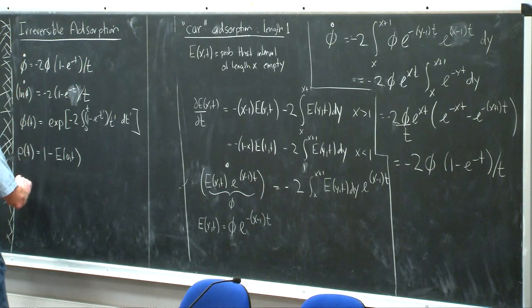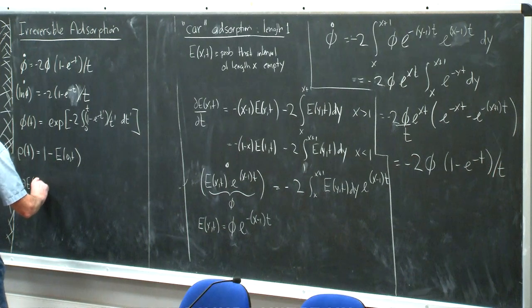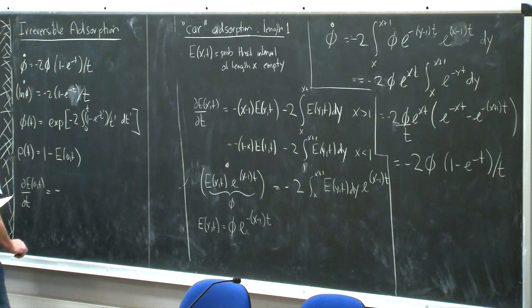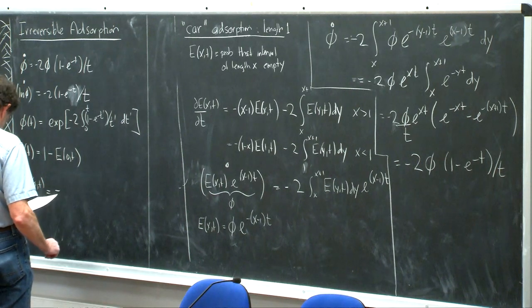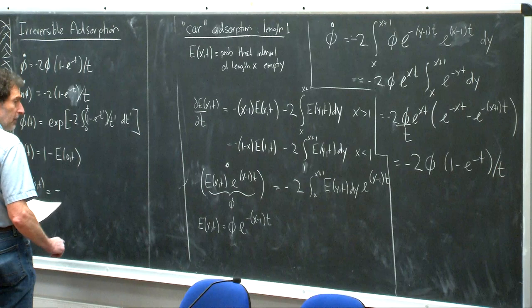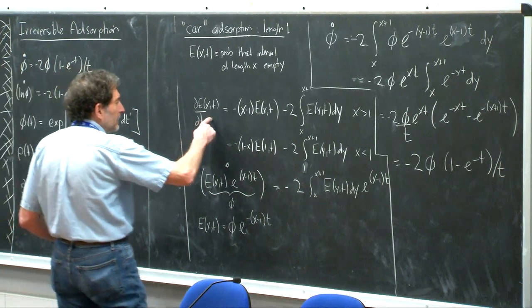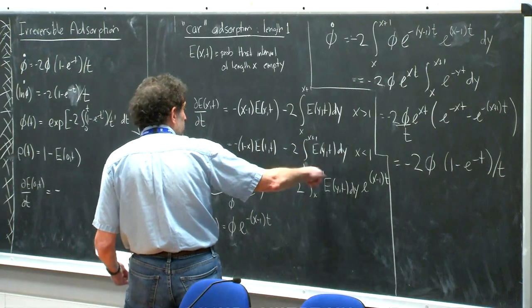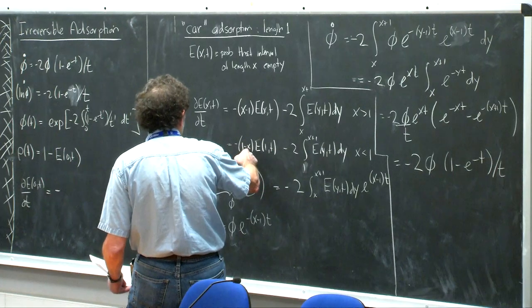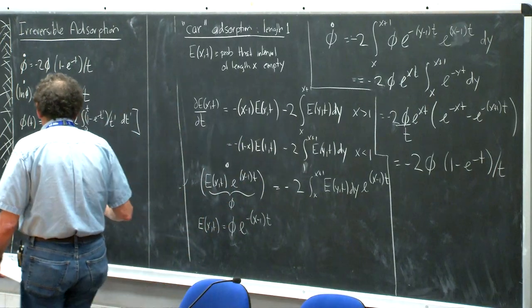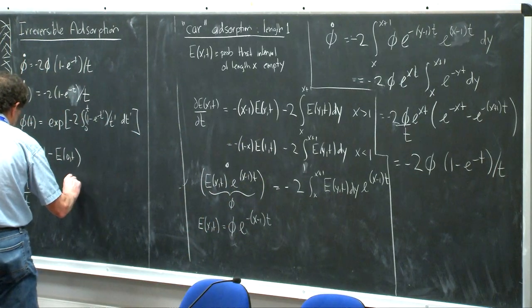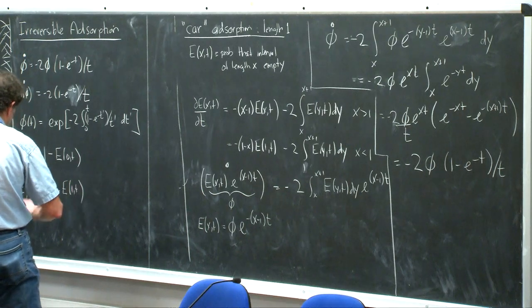So from the equations of motion, we're going to have dE0(t)/dt. That's equal to minus... so E0, this term doesn't contribute, and all we have here is for 0. So it's minus E1(t).